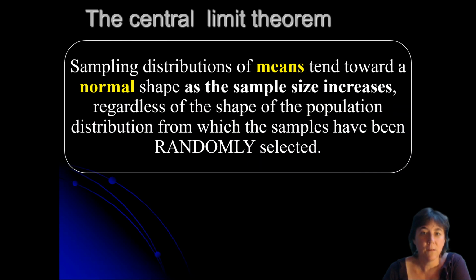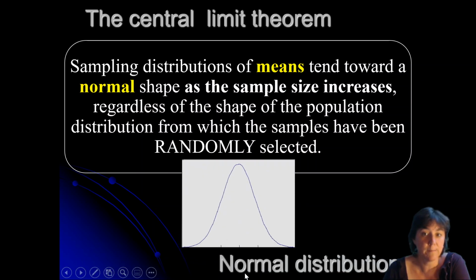Okay, so let me revert to the central limit theorem. Sampling distributions of means, any kind of mean, the central tendency, tend towards a normal shape as the sample size increases. But here sample size is a very important factor. And it's important that this is regardless of the shape of the population the distribution originated from. But the selection has to be random. That's a must. So this is a normal distribution.